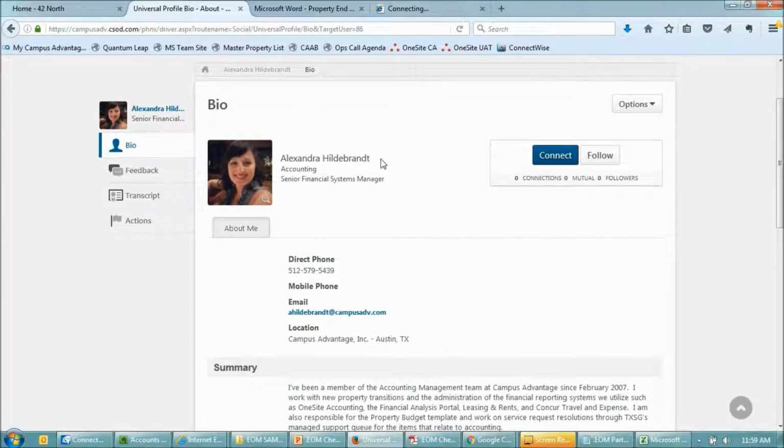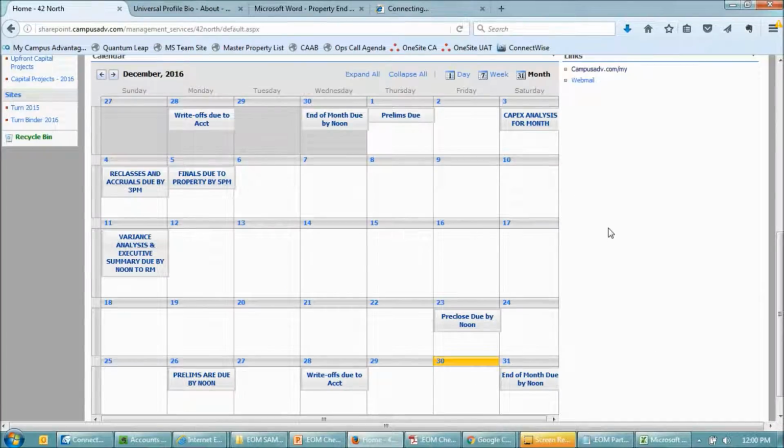Basically, those are going to be your deadlines to make sure that those checklists for pre-close and end of month are submitted by the dates that are on the calendar. The other dates have to do with the monthly financial reporting process. So look at that calendar and make sure you know when you're going to be expecting preliminaries from your accountant, when you're supposed to submit accruals and reclassifications, when you're going to get your finals back from them, and when your executive summary and your variance analysis are due.